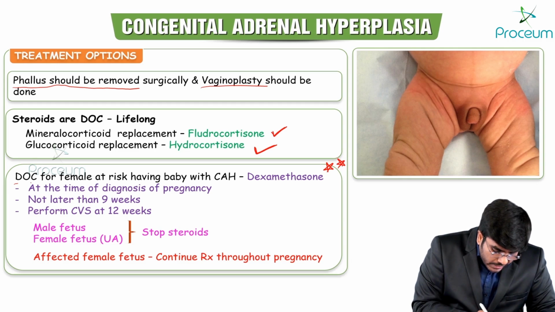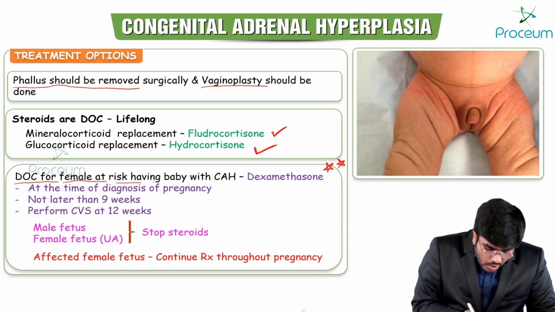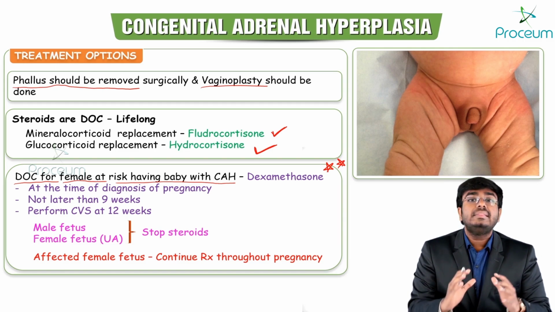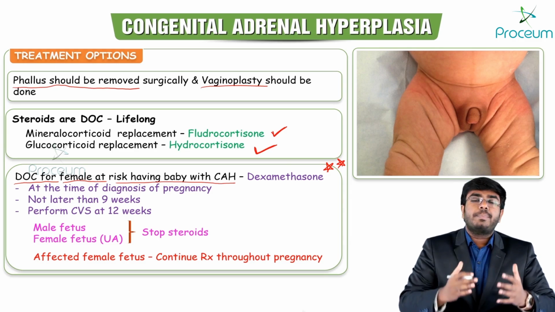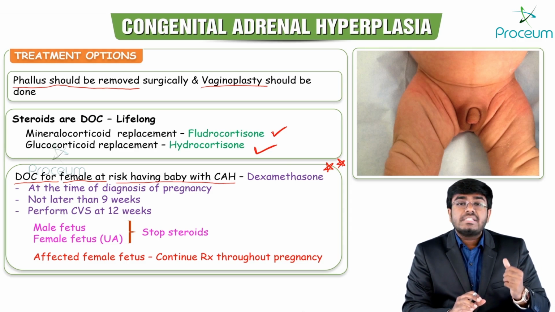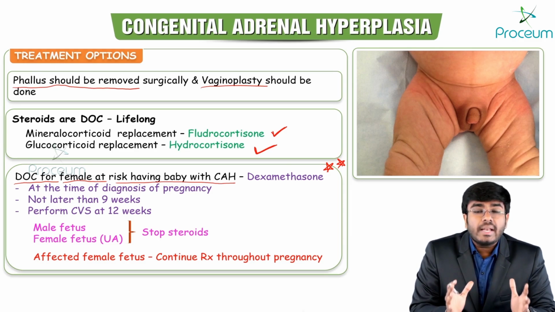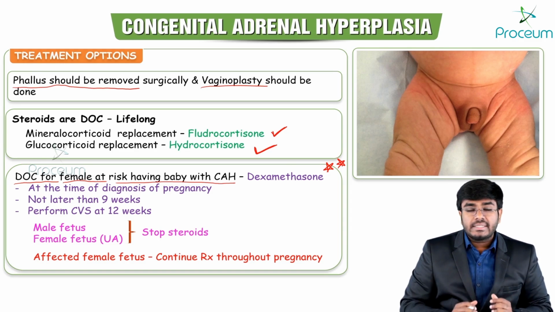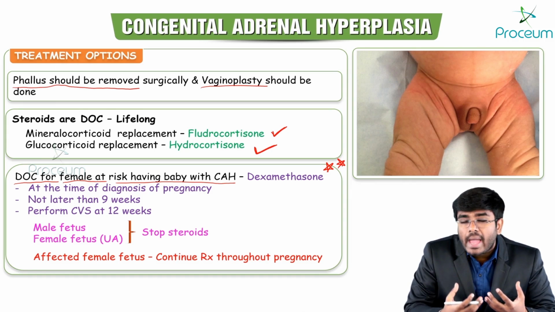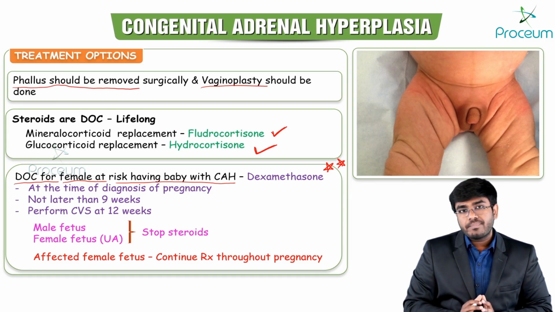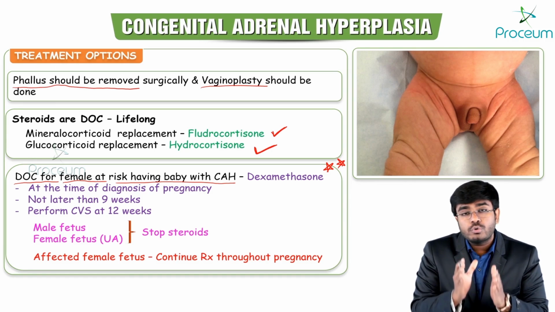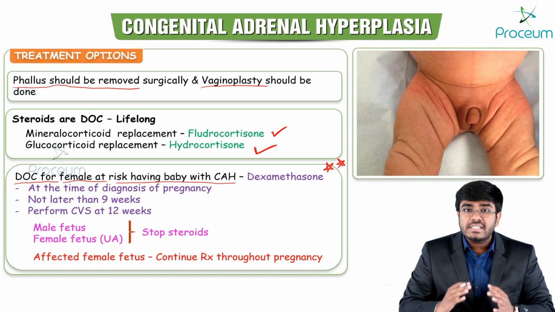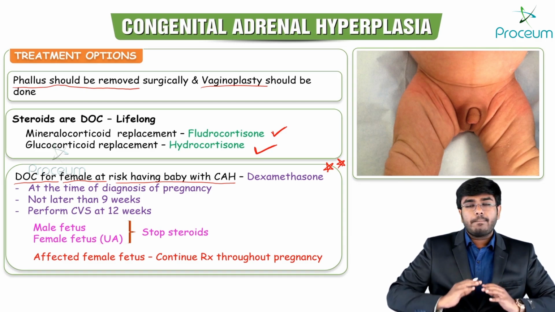Okay, see, drug of choice for a female at the risk of having a baby with congenital adrenal hyperplasia. What do I mean by that? There is a woman, now she is pregnant. Previously, she had a baby with congenital adrenal hyperplasia. Now she is worried that the upcoming child may also have congenital adrenal hyperplasia. So now, as a doctor, what should you do? You should prevent congenital adrenal hyperplasia and virilization in the upcoming child.